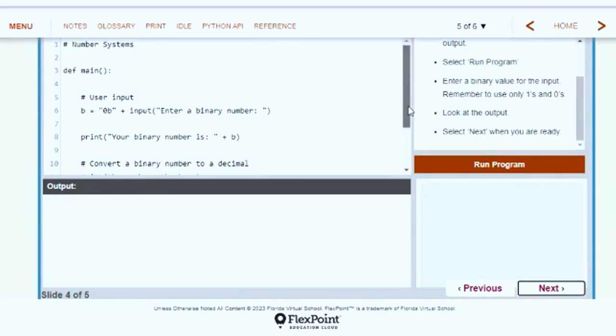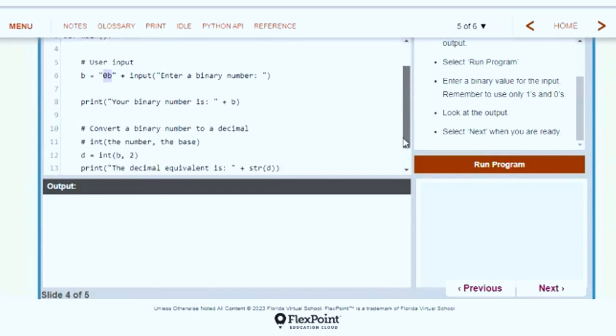All right, define main, user input. Now they're having the user input b equals 0b plus input, enter a binary number. So we have to attach this to the binary number so the computer will recognize it as binary. Print your binary number is this, and then they'll convert it. Whatever b is, which remember we're adding the 0b in the front, convert it to an integer, and then print what the decimal number is.